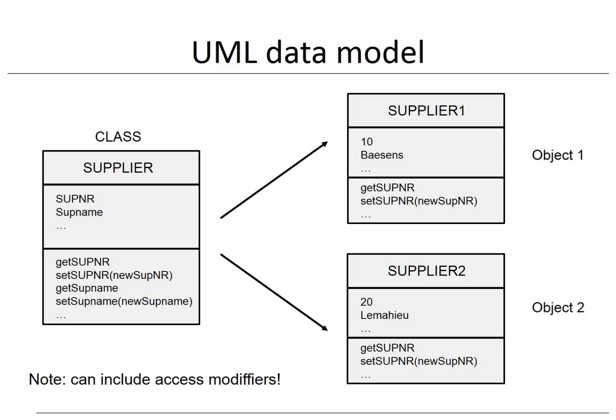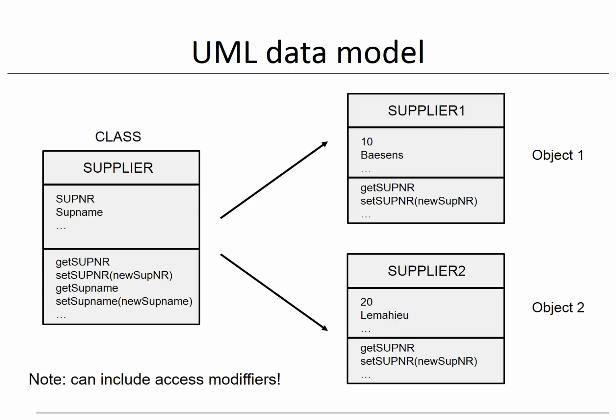Here you can see an example class supplier. In UML, a class is represented as a rectangle with 3 sections. In the upper part, the name of the class is mentioned. In the middle part, the variables, and in the bottom part, the methods. Example variables we have here are supplier number, supplier name, etc. Example methods are the getter and setter methods for each of the variables.